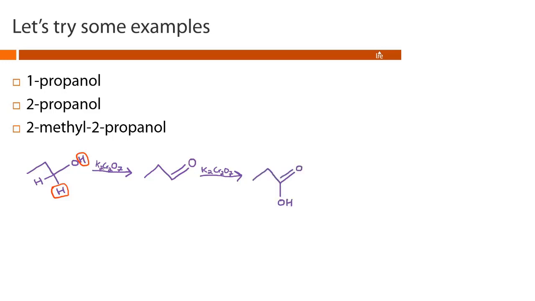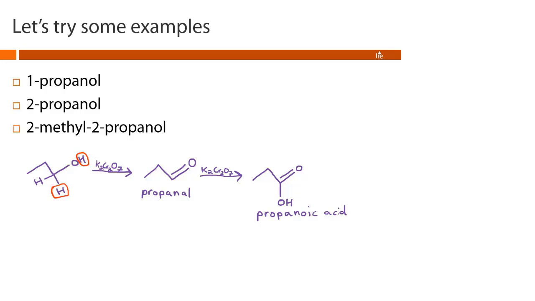Okay, so if you haven't already, go ahead and name your aldehyde product and your final carboxylic acid product. So our aldehyde product is propanal, and our carboxylic acid product is propanoic acid.